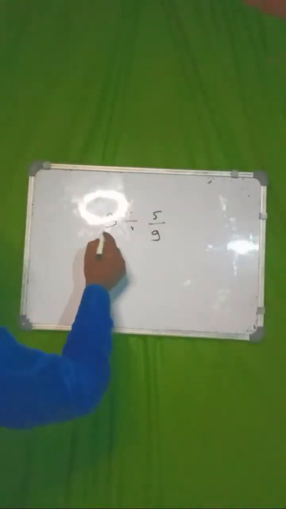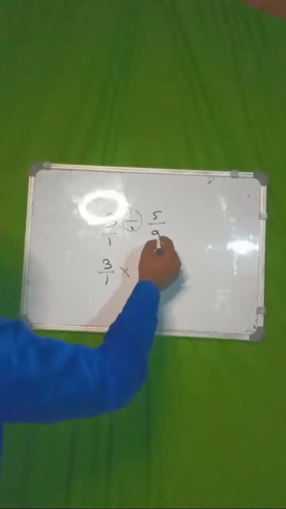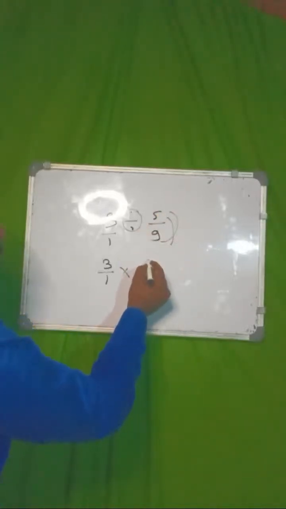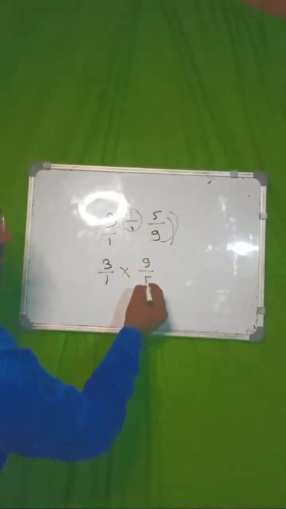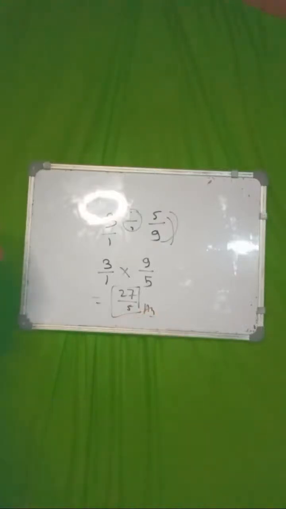27 by 9. So let's check this out. The denominator is nothing, so we can just write down 1. So 3 divided by 1. The divide sign will get converted into multiply, and because of this, the denominator will be the numerator and the numerator will be the denominator. So it will be 27 divided by 5. So that's the answer. And most of the students have given the correct answer actually. So congrats to them.